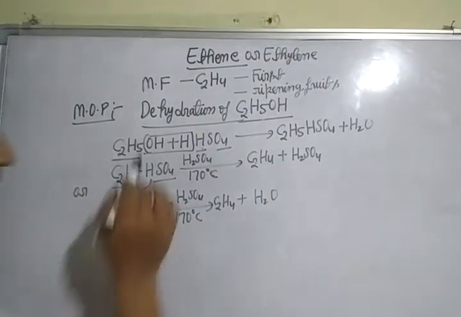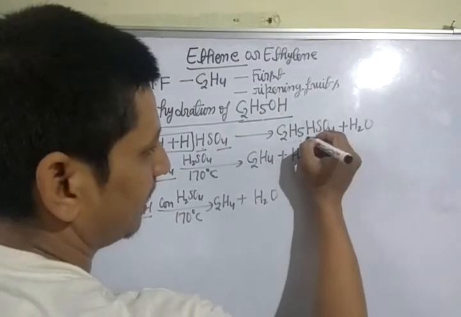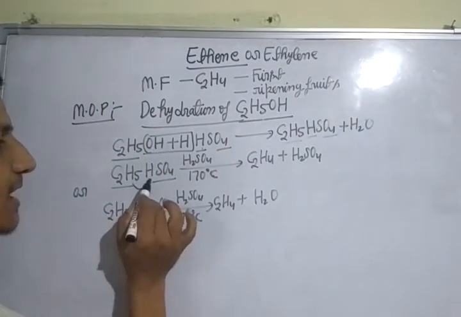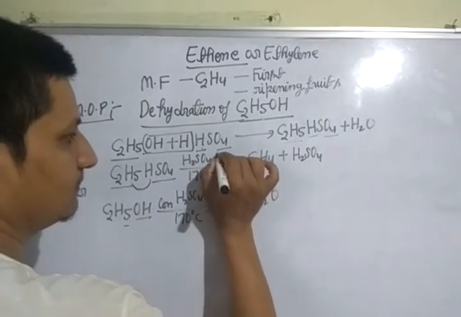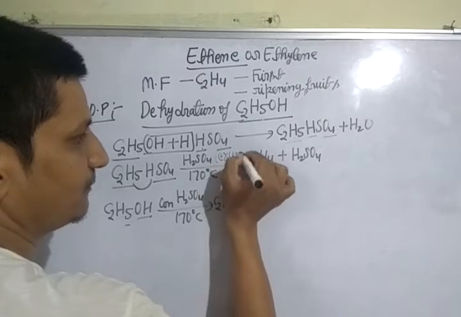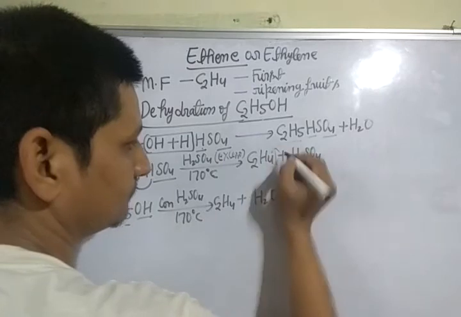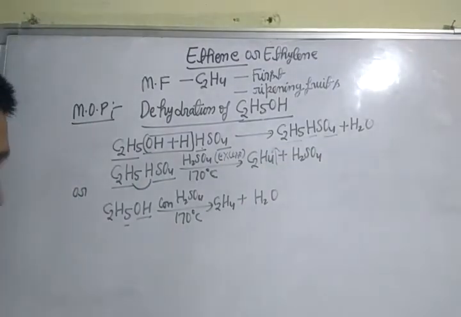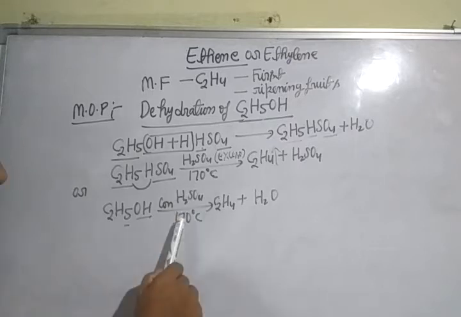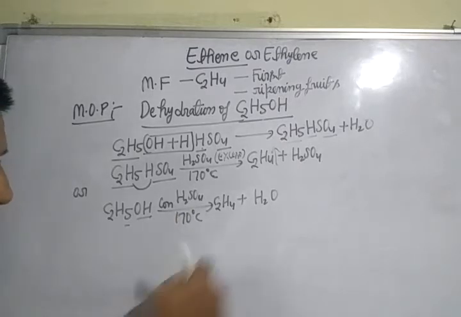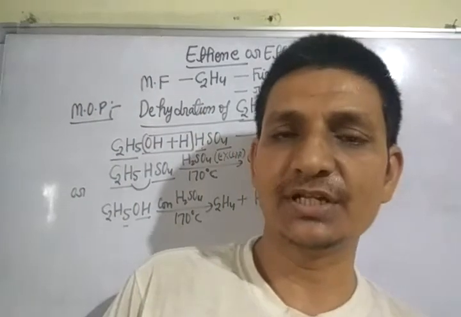Listen to me once more. Ethanol reacts with sulfuric acid to form ethyl hydrogen sulfate. Ethyl hydrogen sulfate reacts with excess sulfuric acid to form ethene gas. We can prepare this gas in one step: ethanol in the presence of concentrated sulfuric acid at 170 degrees Celsius releases one water molecule, and ethene is formed. Okay students, I hope you understand this point.